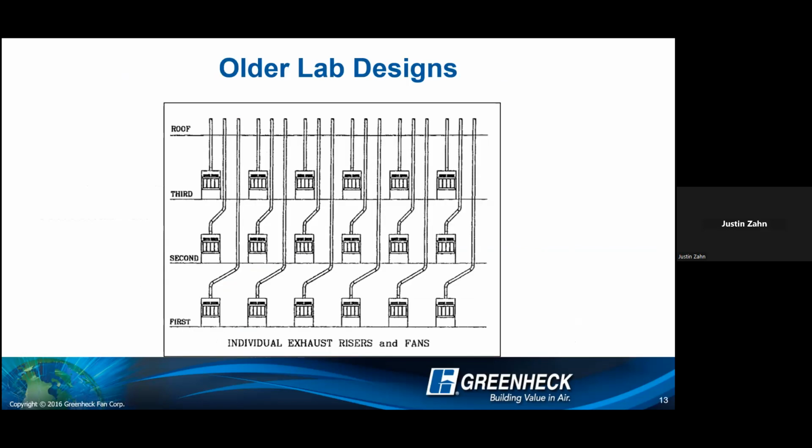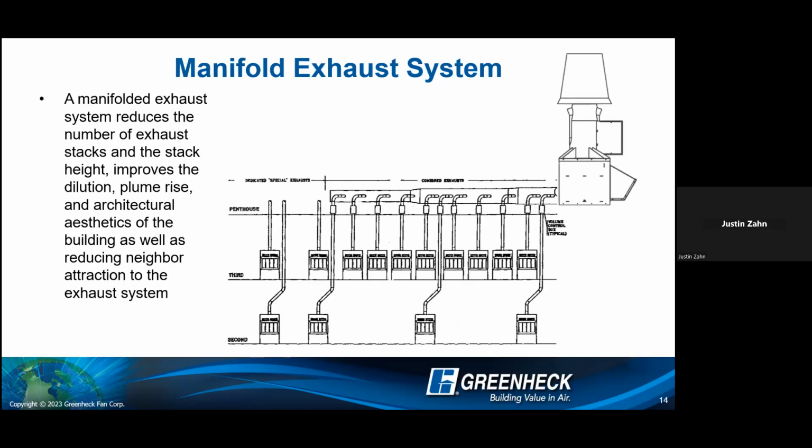So really quick, we'll talk about older lab designs, and then we'll go into the newer lab designs. The older lab designs usually would have one hood and one fan. Pretty straightforward. With that many hoods, that's a lot of fans to maintain on the roof. So most of the time now, the industry is moving towards the manifold exhaust system, where you'll have multiple hoods going up into some kind of common ductwork and then into the fan. A lot more efficient, where you only maybe need 1 or 2 fans on the roof compared to 10 to 15 fans on the roof.